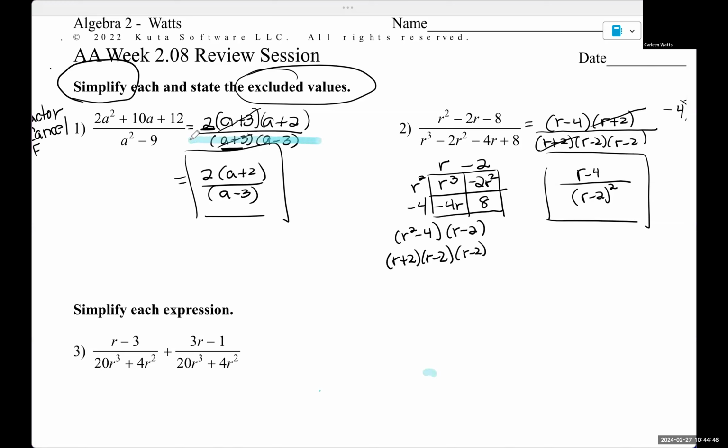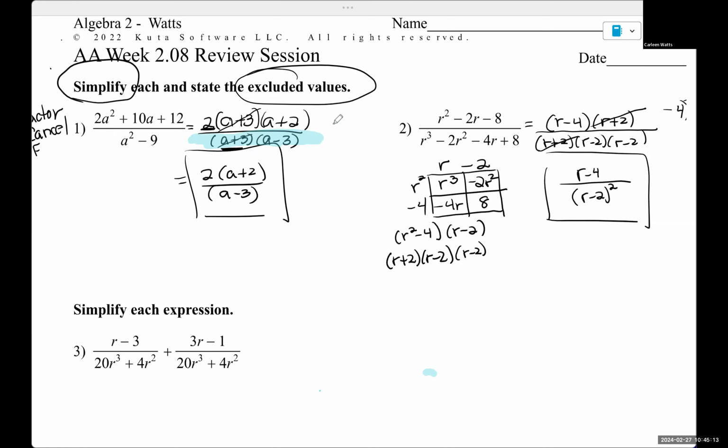Okay, we go back up to here and we state the excluded values. Okay, so go away. No. Okay, sorry, still getting used to this new tool. Okay, now I want that to go away.